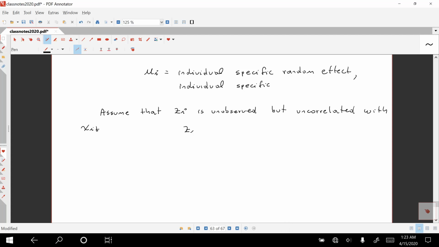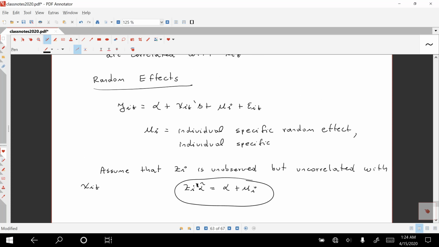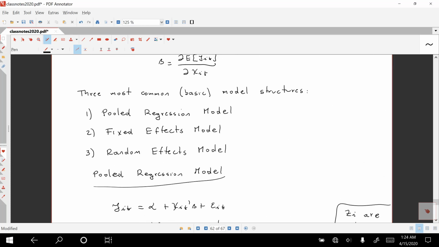Okay, remember, and now here the assumption regarding Zi hat alpha. So here basically we're assuming that that's equal to the constant plus that individual specific error. Okay, so as you can see, it's a different way to account for this effect of these unobserved time invariant explanatory variables. So that's something that you're going to have to learn to differentiate.